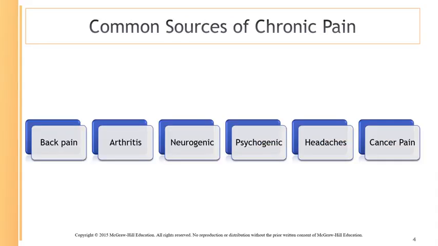So there are common sources of chronic pain, which could be back pain, arthritis. It could be due to a nervous system issue, so something originating in the nerves as opposed to muscle pain or bone pain. Psychogenic is having a psychological origin rather than physical, so mental illness or disorders could be a source of chronic pain. Studies have shown that depression and chronic pain are significantly linked. Others are headaches and pain that is occurring from cancer.